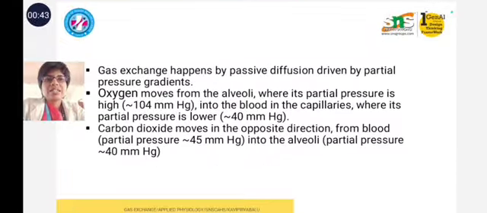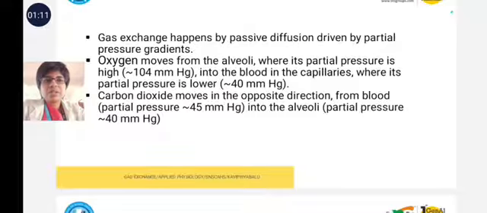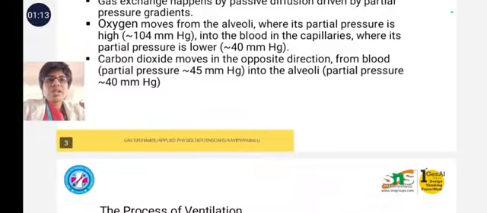And see, gas exchange happens by passive diffusion, which is driven by the pressure gradient. Oxygen moves from the alveoli, where it is about 104 to 105 mmHg, into the blood in the capillaries, where its partial pressure is about 45 to 50. And then carbon dioxide moves in the opposite direction, into the alveoli. It is about 40 in range.